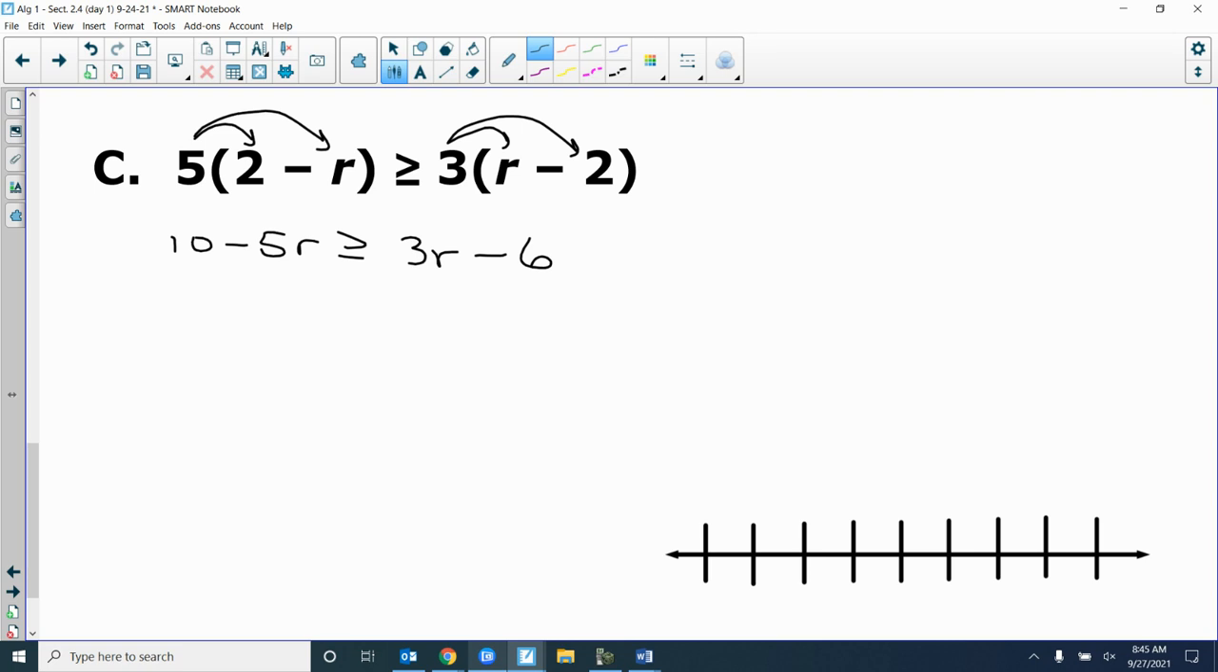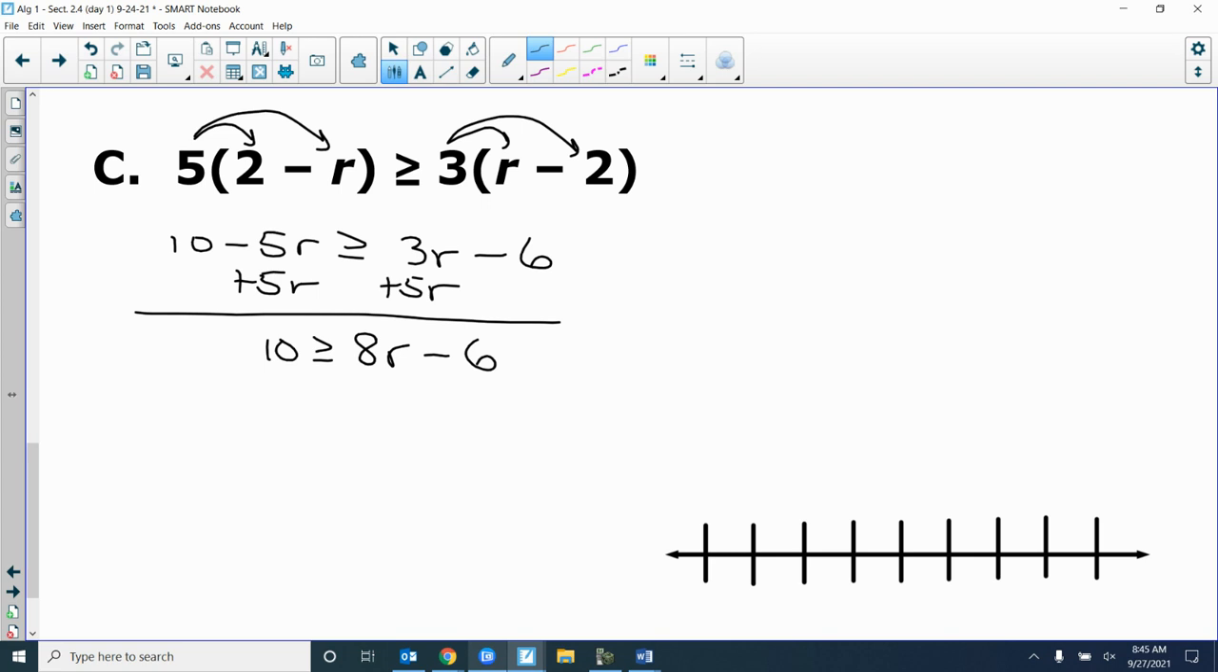All right, Ava, what do you think here? Next step. Subtract 3R from 3R and 5R. Okay, I would move the little guy though. Is negative 5 smaller than 3? Okay. Add 5 to. Okay. You can still get the right answer that way, but then you're dealing with more negatives, which I don't like to deal with. So we're always going to move that little guy. So I got 10 is greater than or equal to 8r minus 6.